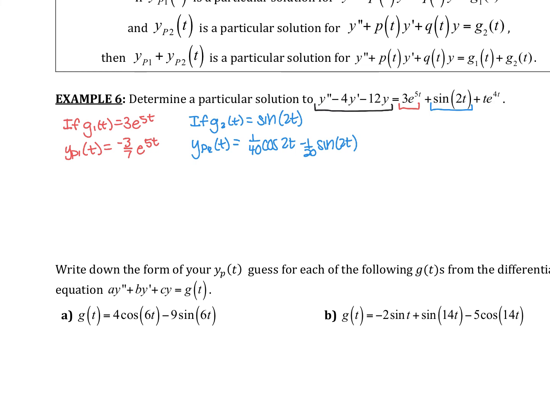Plus the one that we didn't do, I'll happily give you that answer. Plus this one that we didn't do. Now, I will tell you from example, we didn't do this one. If g3 of t is t e to the 4t, we didn't finish it on the last page, but the particular solution that we would have come up with, because we had an initial value there, was negative 1/12 t e to the 4t minus 1/36 e to the 4t.